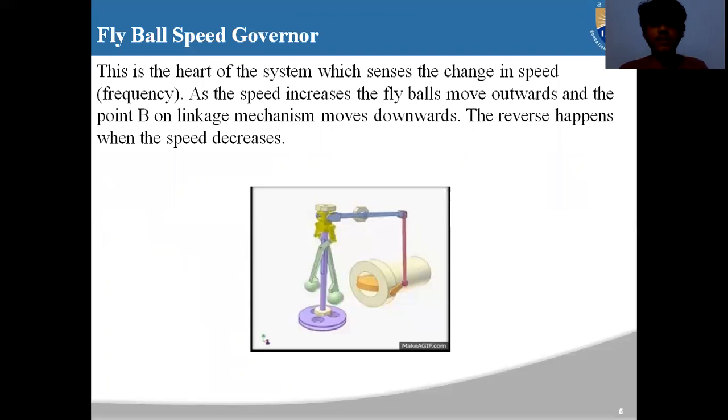So the first model is the flyball speed governor. Here you can see that there are two flyballs with a supporting rod, which is connected to the heart of the system, which senses the change in speed or frequency. As the speed increases, the flyballs move outward, and at the same time point B of the linkage mechanism moves downwards. The reverse also happens when the speed decreases. That is, the flyballs come together towards the rod. In this way, the flyball speed governor works.